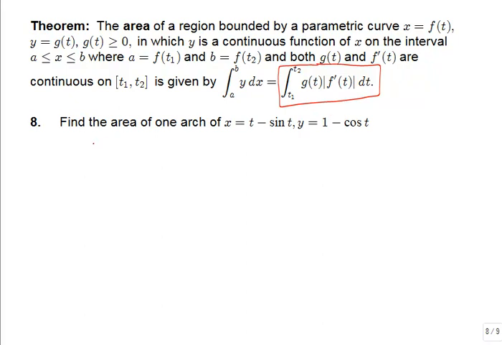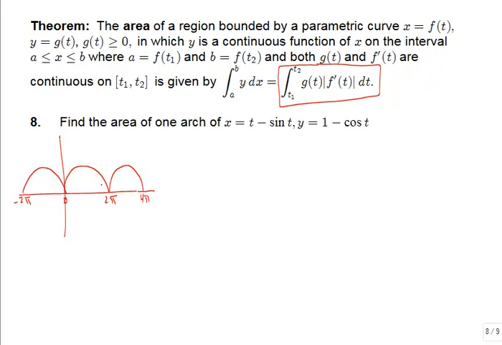So here what we want to do is to find the area of one arch of x equals t minus sine t and y equals 1 minus cosine t. And this is actually that cycloid that we first looked at the beginning of our notes. And it looks like this, those little arches. And if you remember, these little cusps that happened were at our multiples of 2 pi. So this is going to be 0, this would be 2 pi, this would be 4 pi, this would be -2 pi. So we want the area under just one of these arches. So I'm going to look at the area between 0 and 2 pi.